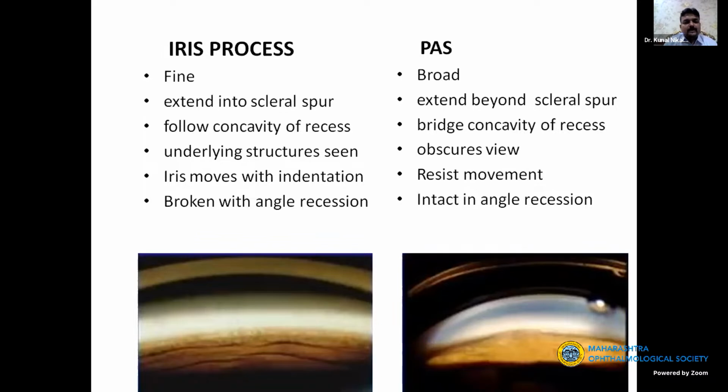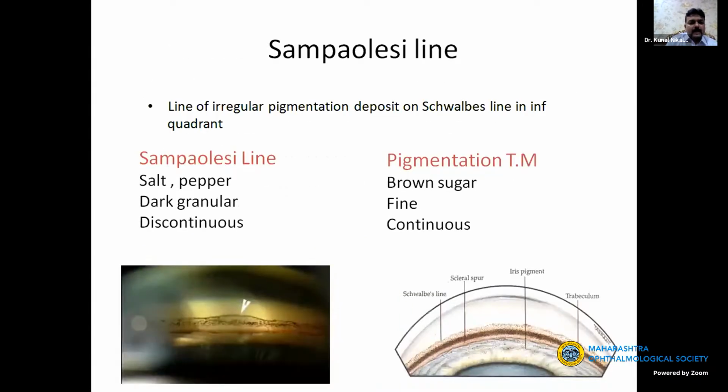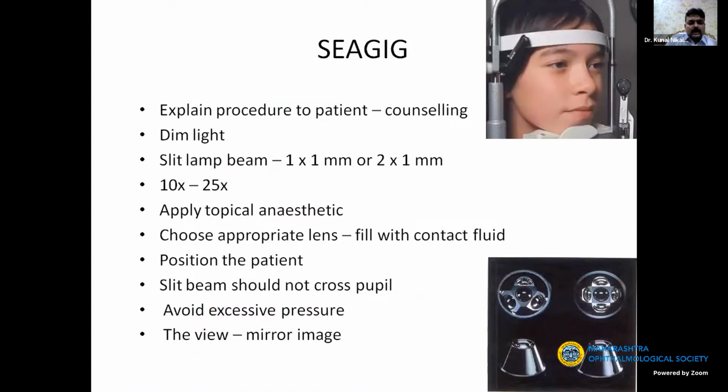Mistakes can be made in differentiating between iris processes and uveal meshwork. Iris processes are fine and extend into the scleral spur and follow the concavity of the recess, whereas the broad bands extend beyond the scleral spur and bridge the concavity of the recess. The iris processes can be broken with angle recession, whereas the broad bands remain intact. Sampaolesi line is an irregular pigmentation of Schwalbe's line. The Sampaolesi line can be mistaken for pigmentation of the trabecular meshwork. Now, coming to the procedure, where lots of mistakes happen. The Southeast Asian Glaucoma Interest Group defined some protocol for the procedure.